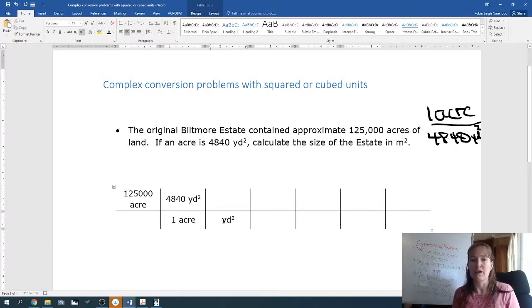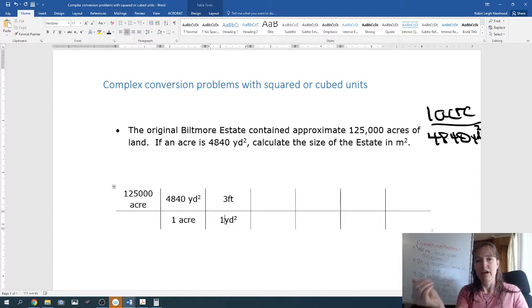The only thing I know about yards is that there are 3 feet in 1 yard. But 3 feet in 1 yard is one dimension, and I want it to be squared. So everything I just wrote down, I need to square: the 1, the 3, and the feet. You square the unit and you square the number because the number is attached to the unit. So I need to square the 3 and I need to square the feet.